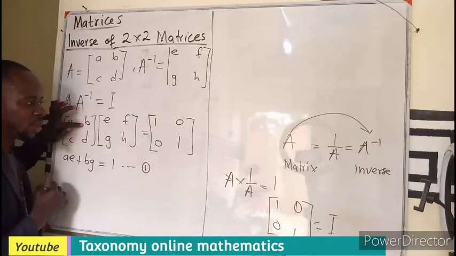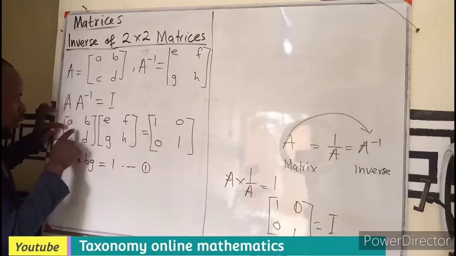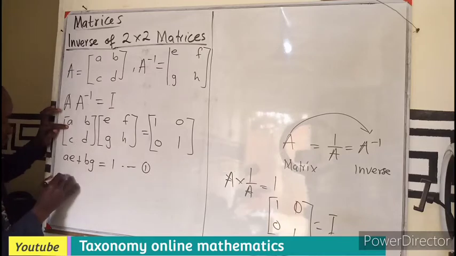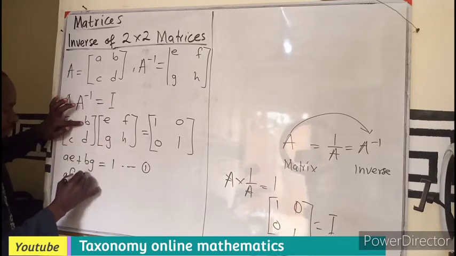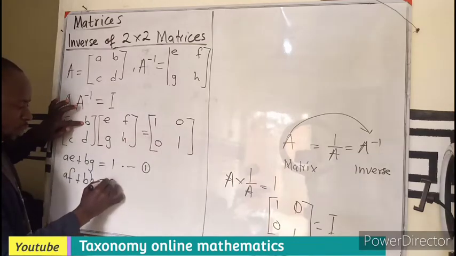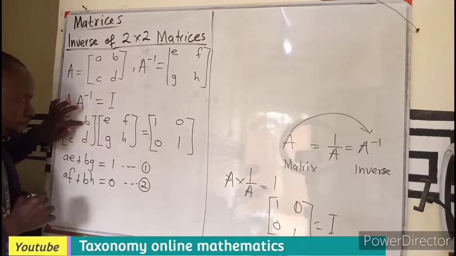We can call that equation 1. Then for the second entry, we know it will be row times column. So A times this will be AF plus B times this will be H. That's also equal to the second entry, which will be 0. Equation 2. Are you with me?